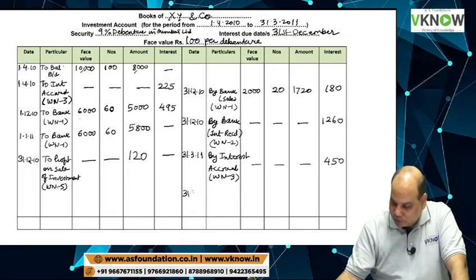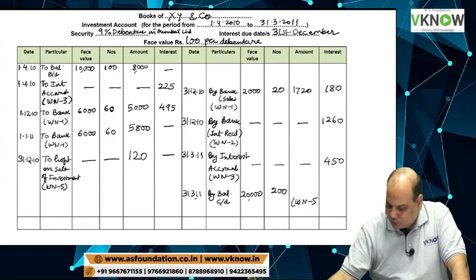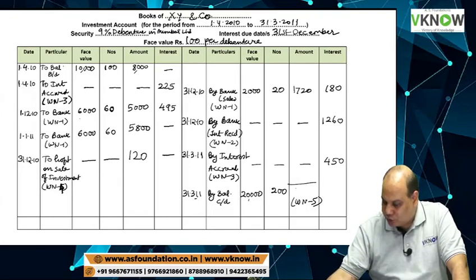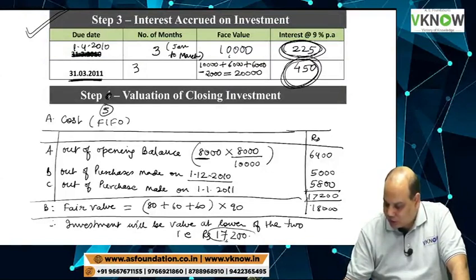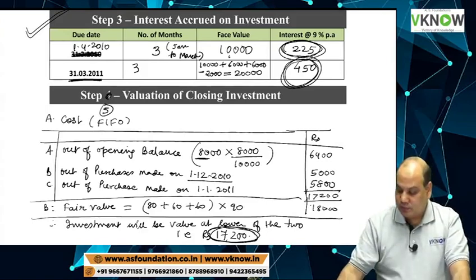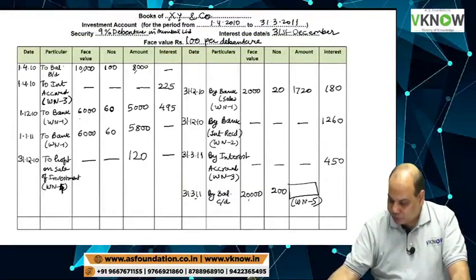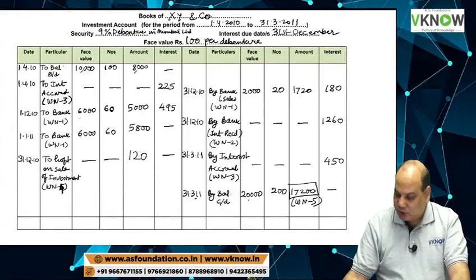And then 31st March 11, by balance carried down. This balance will be 20,000. You can check. This will be 200. And here I am going to write working note 5. This profit was working note 4, my mistake. Working note 5 is the value of closing investment. On the screen, last line below, you will find 17,200 there. That is the value of closing investment you have to put. 17,200 in bracket, right below, write working note 5.